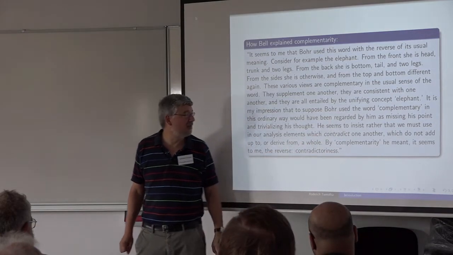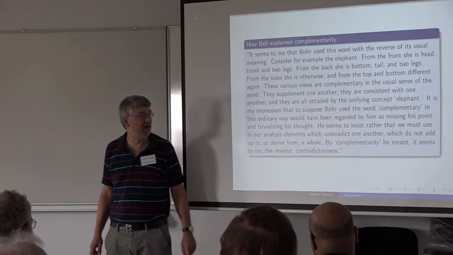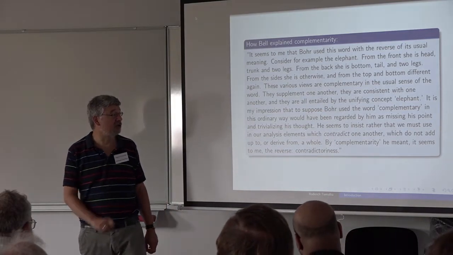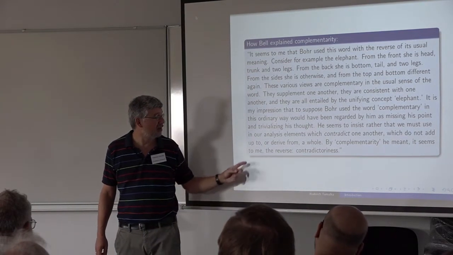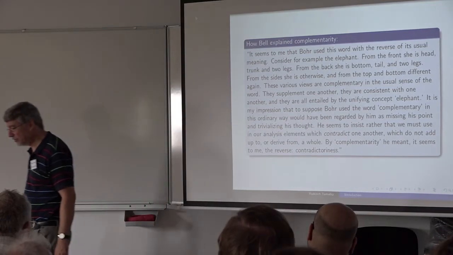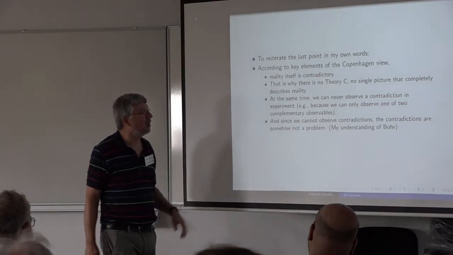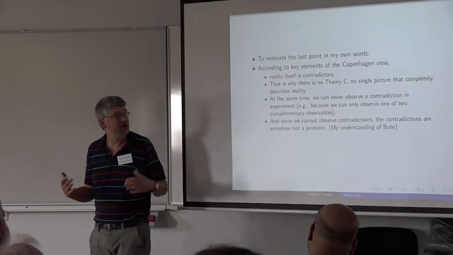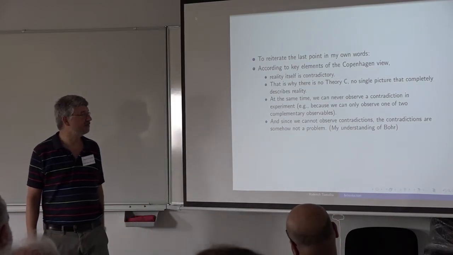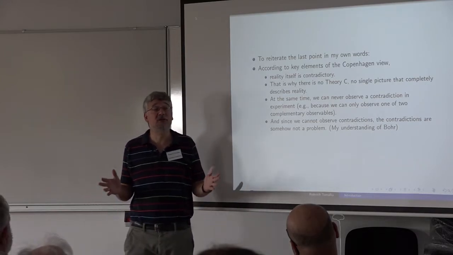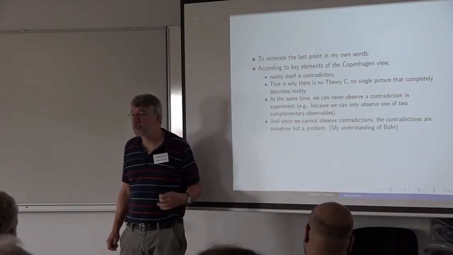"Bohr seems to insist that we must use in our analysis elements which contradict one another, which do not add up to or derive from a whole. By complementarity, he meant, it seems to me, the reverse, contradictoriness." So, to reiterate this last point in my own words, according to the key elements of the Copenhagen view, reality itself is contradictory. And that is why there is no theory C, no single picture that completely describes reality.